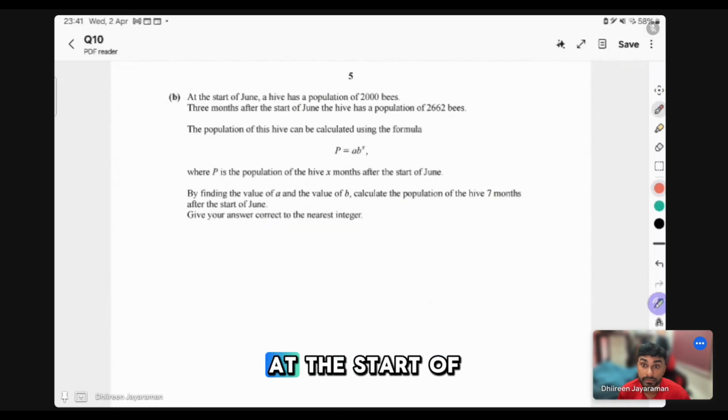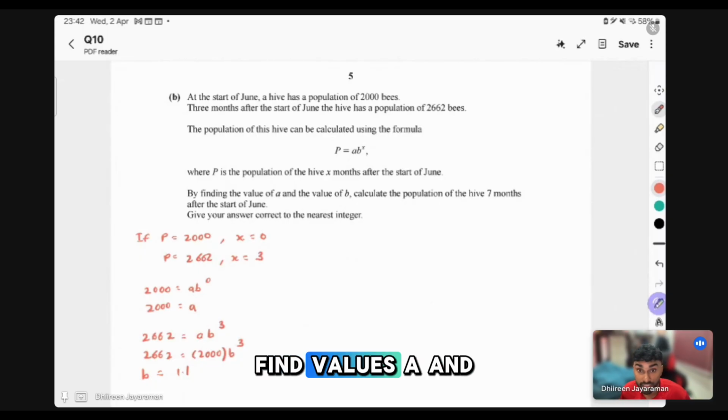Last question. At the start of June, a hive has a population of 2000 bees. Three months after June, it has 2662 bees. The population of the hive can be calculated using the formula P equals A times B power X, where P is the population. By finding the values of A and B, calculate the population of the hive 7 months after the start of June. So firstly, find the values A and B.